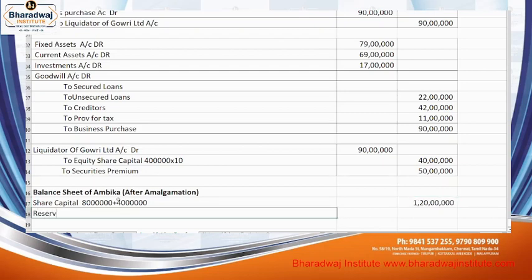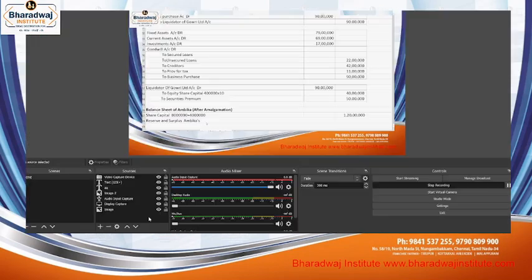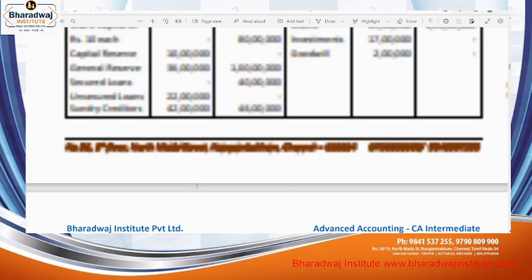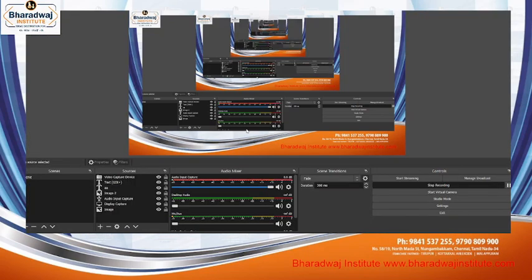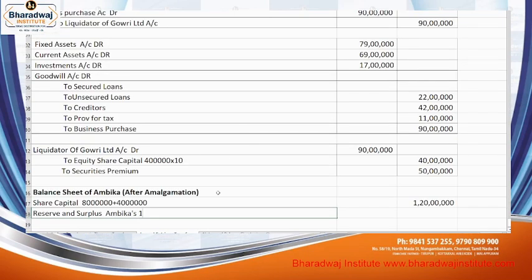Reserves and surplus? Only Ambika's will come. Look at how much Ambika's reserves are. Ambika's general reserve, how much is there? 1 crore. Plus securities premium. So total.